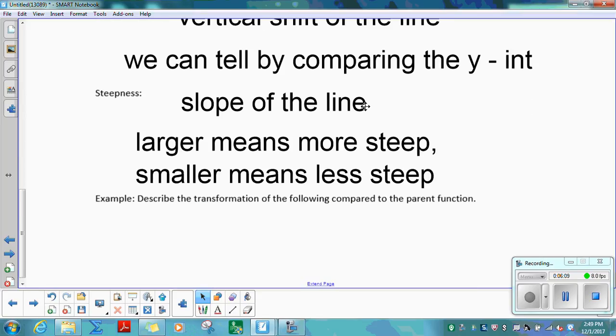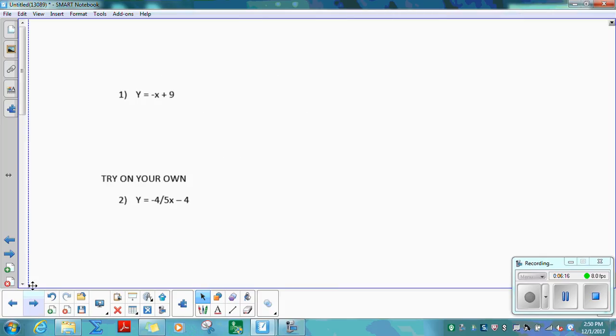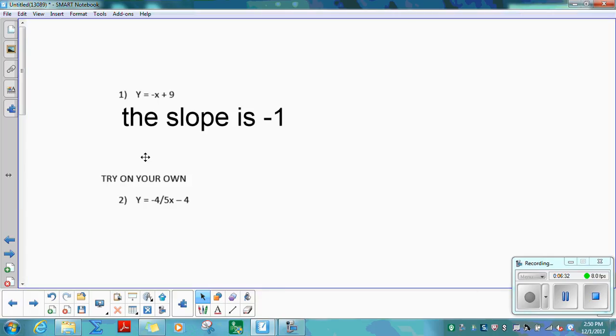So an example, which actually is on the next page: describe the transformation of the following compared to the parent function, y equals x. Okay? So here we go. y equals -x plus 9. We're going to ignore the negative because it does tell us it's a reflection, so it's going down. But we're only going to be focusing on translations and steepness. Okay? So here the slope is -1, and the y-intercept is 9. Okay? So like I said, we're actually ignoring the negative sign because that tells us about reflection. We want to focus on the number for the slope.